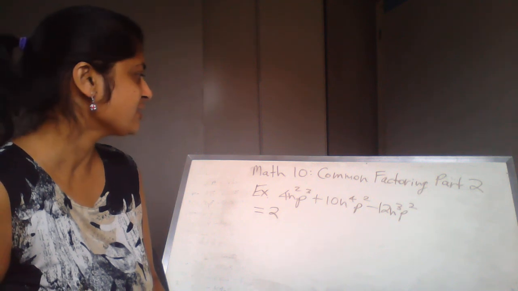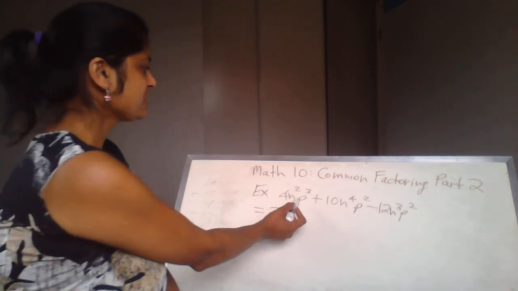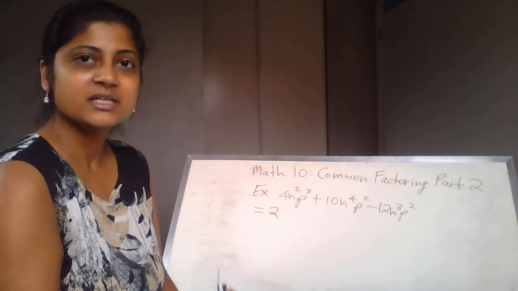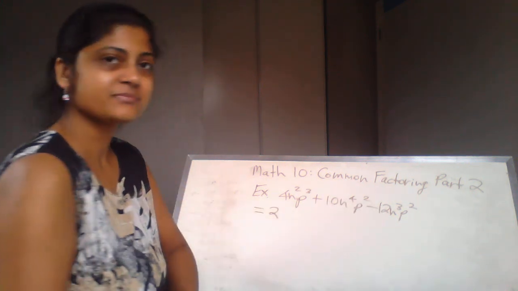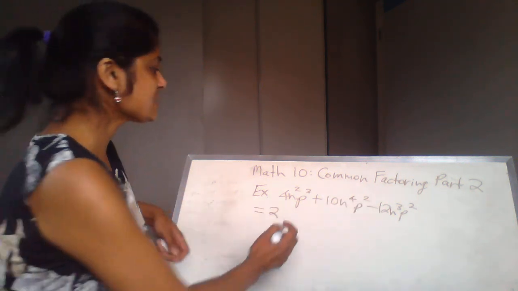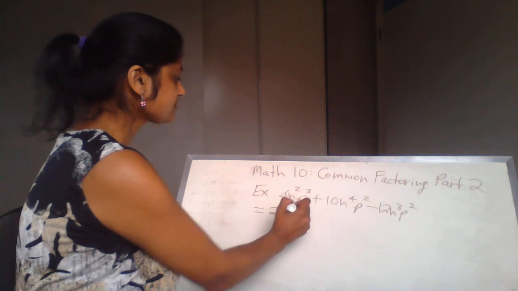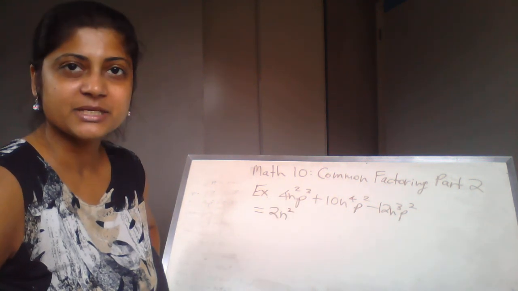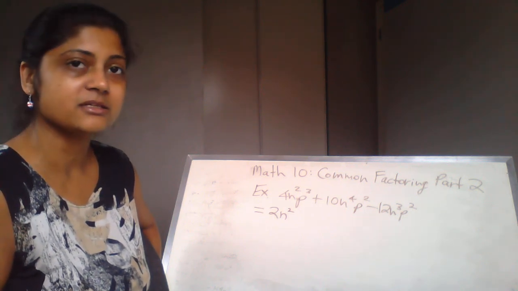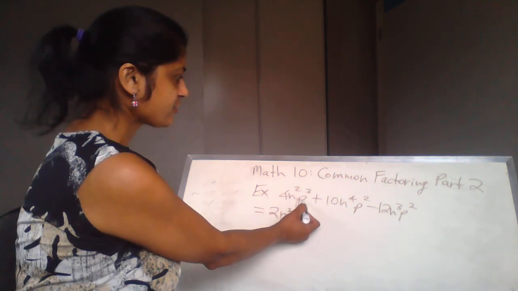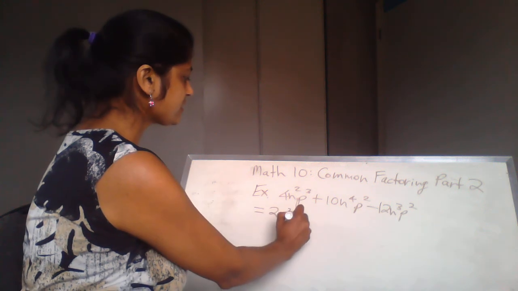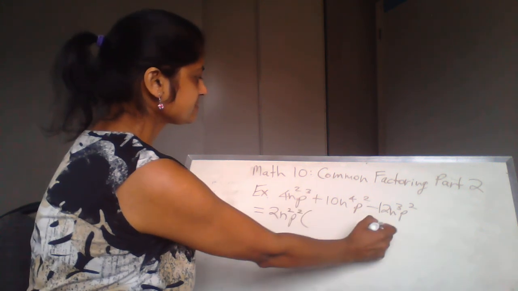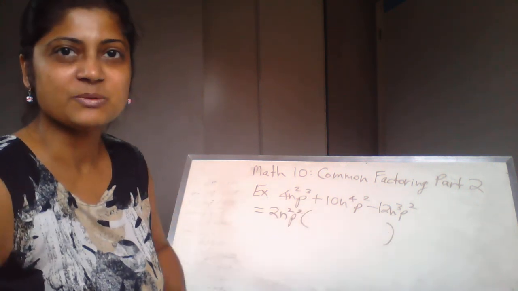I see in the first term, it's n squared. Then it's n to the power of 4, n to the power of 3. I'm taking out the smallest exponent, so I'm going to take out n squared. Everyone sees that? So I'm looking at p now. Look at each of the p's in each of the terms. I have p to the power of 3, p squared, and p squared. I can only take out p squared. And then open up your brackets one more time here.